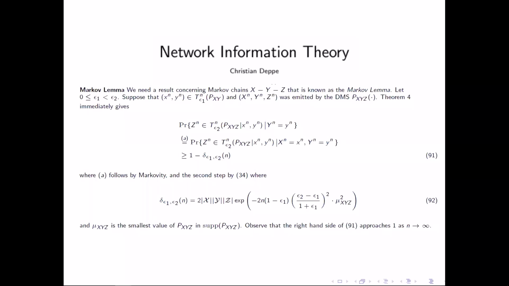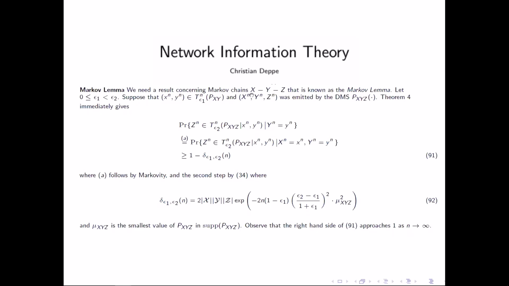Before we start this analysis of the coding strategy, we need a small lemma which we need for this analysis. This lemma is directly a corollary of one of the theorems we had in the first section of the lecture notes. So we need a result concerning Markov chains.